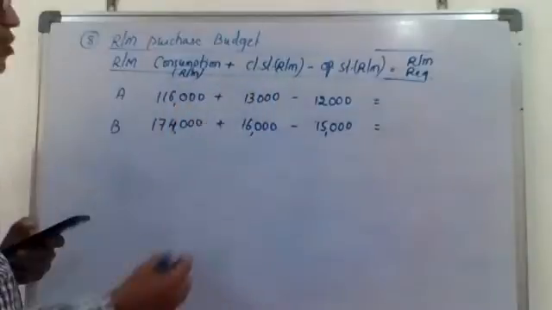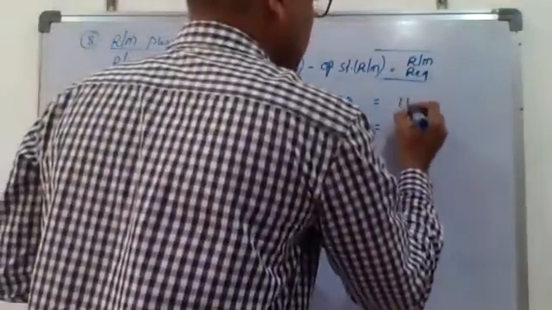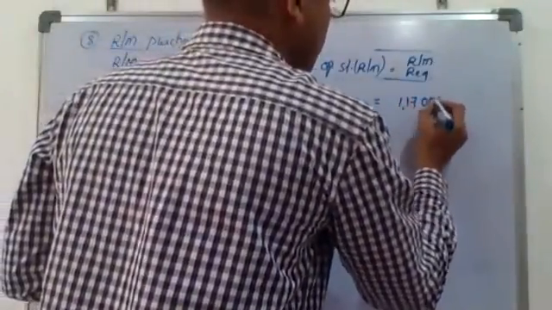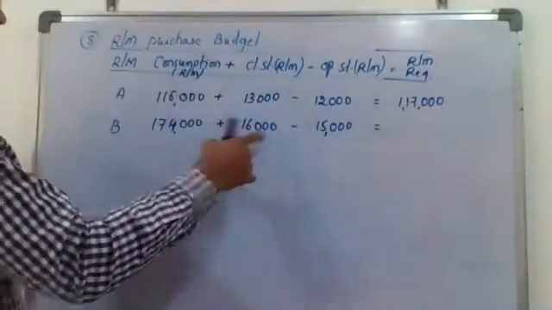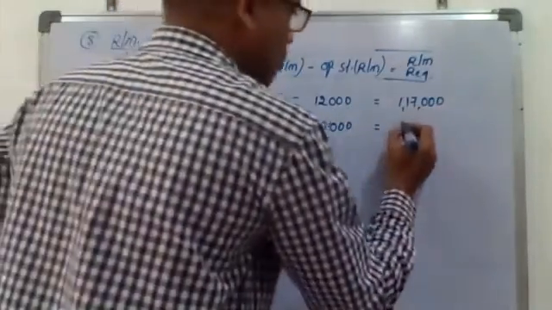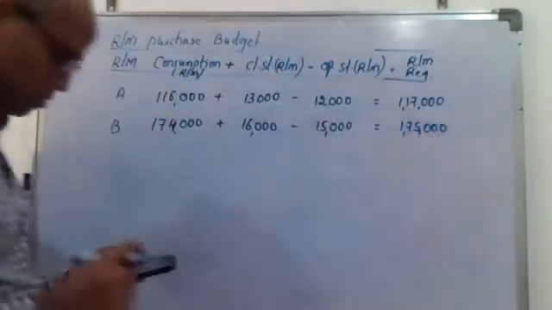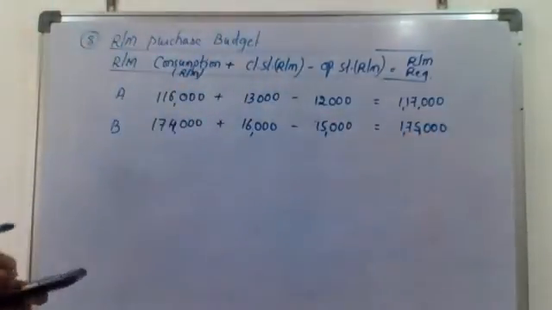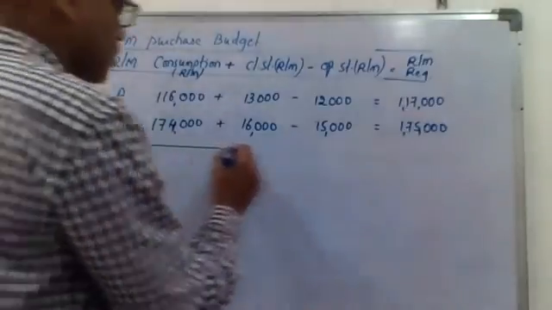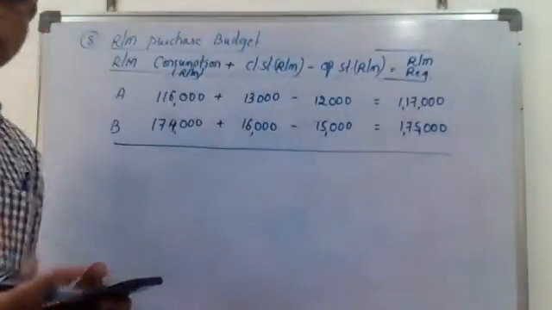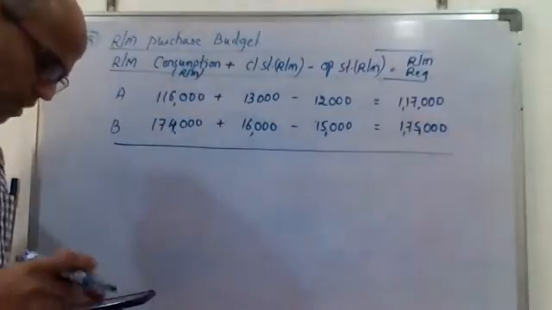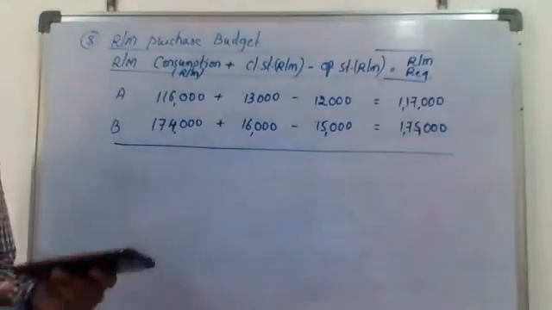116 plus 13 minus 12 gives you 1,17,000 kilos of A. 174 plus 16 minus 15 gives me 1,75,000 kilos of product B. That is what is required. That is your answer. Is it okay? Because we don't have the cost per unit information, I did not find out the total cost of raw material. That's all about question number 8.